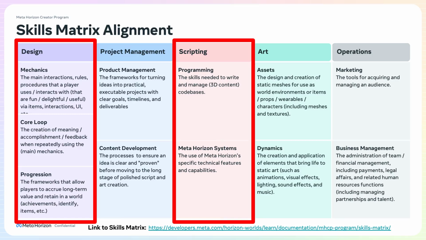So a little bit of housekeeping content here. This content is aligned with the design and scripting categories of the skills matrix. And basically, we're going to be covering things that you can implement for mechanics, core loop, progression, as well as scripting. Actually, everything that we're going to be covering today involves TypeScript. So hopefully that is going to serve as a motivation to encourage you to start learning TypeScript if you're not using it already. And of course, we're going to be covering some of the Horizon Worlds systems.